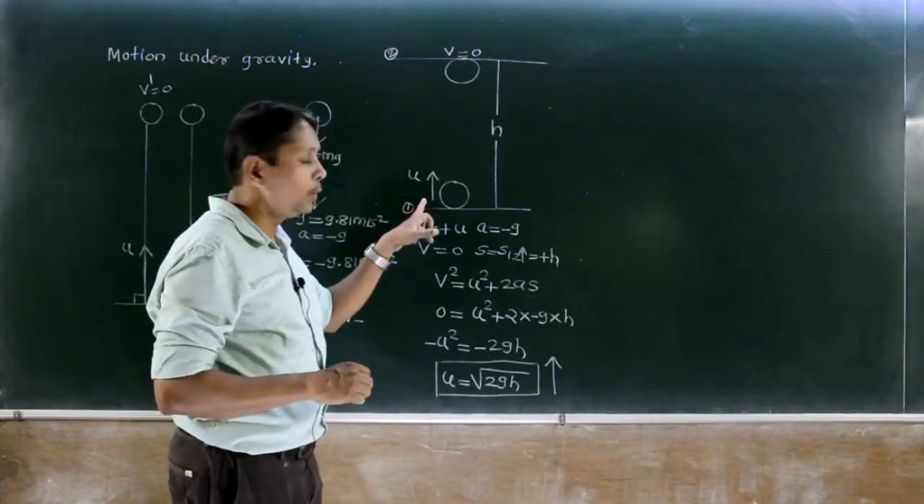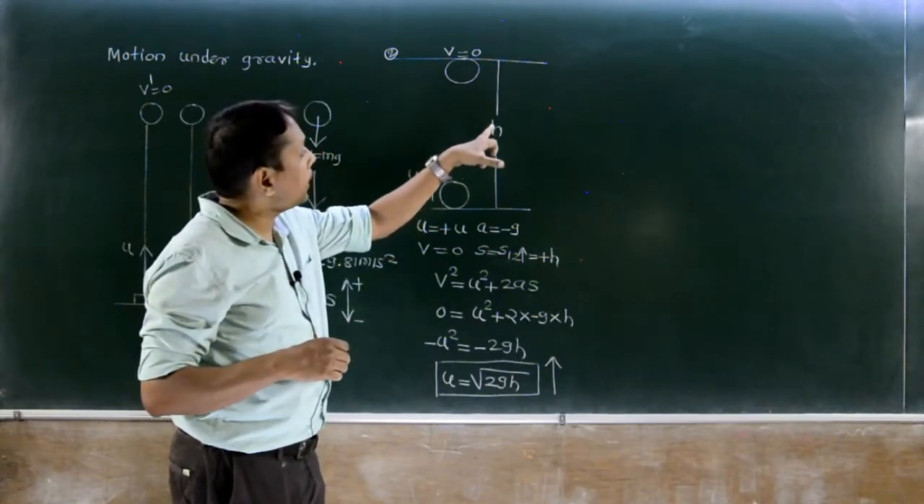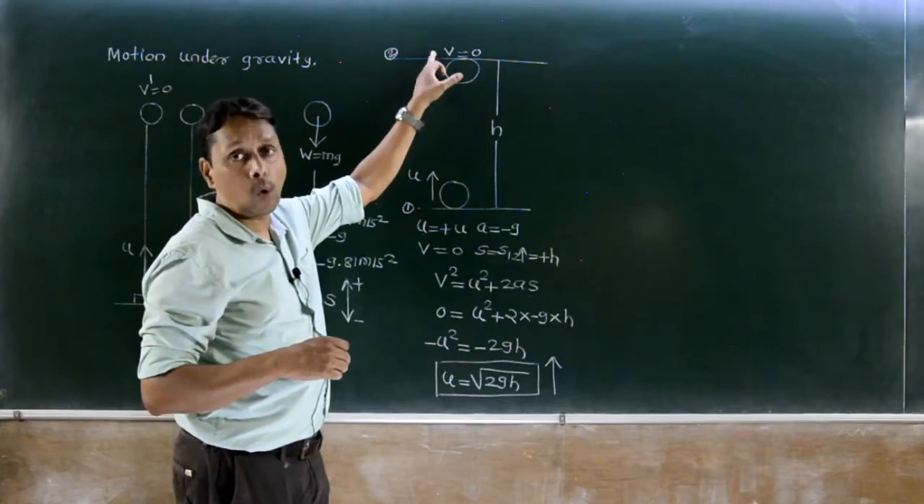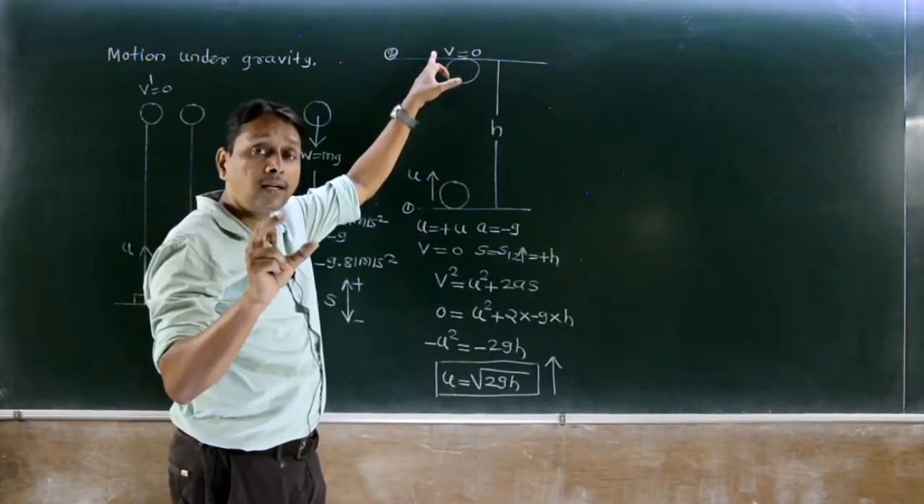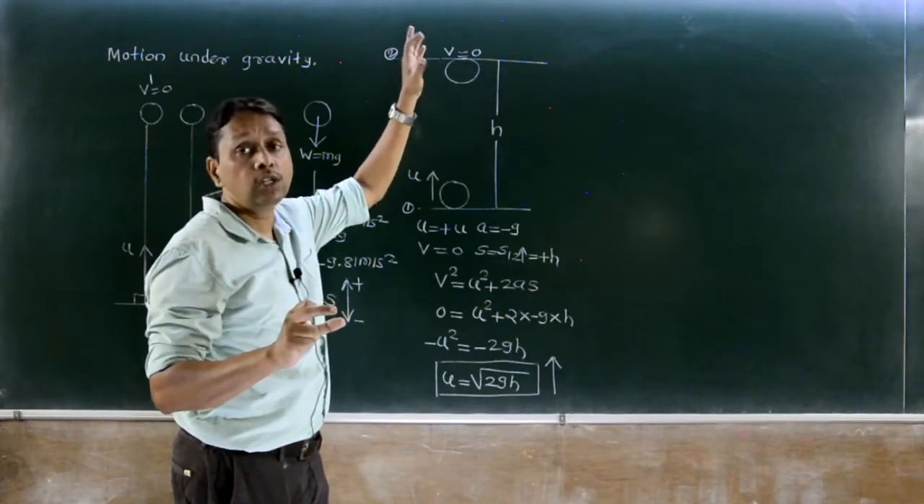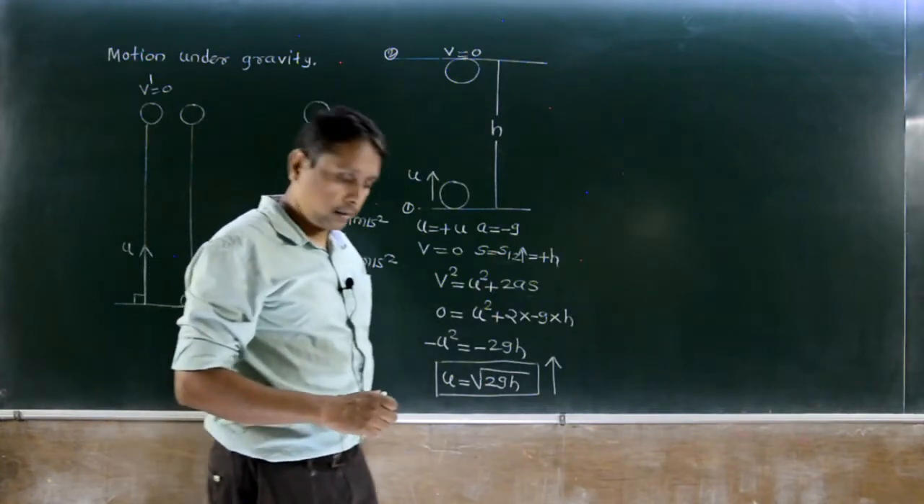Yes, this is the velocity with which an object is thrown against gravity and rises to height h before coming to rest. Very important. One can use this formula directly, but the condition for that is that the final velocity must be 0. Got it?